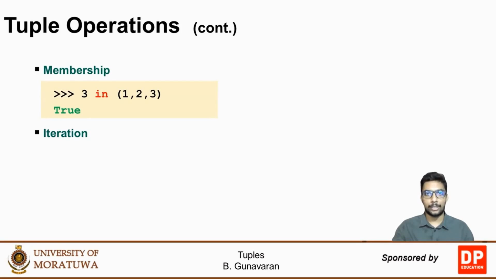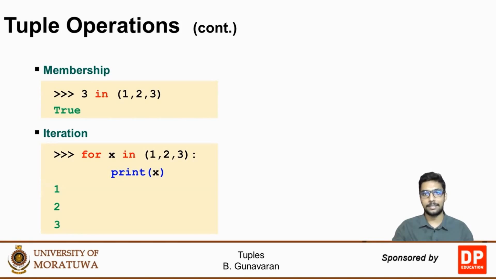The final operation that we are going to discuss is iteration. Iteration means going through each element in the tuple one after the other. The code says, for x in the tuple that contains the values 1, 2, and 3, print x. How it works is, the first element in the tuple, which is 1 in this example, will be assigned to the variable x. Then, the print x statement will be executed. After that, the second value in the tuple, which is 2, will be assigned to the variable. The print x statement will be executed again. This pattern continues until the last element in the tuple.